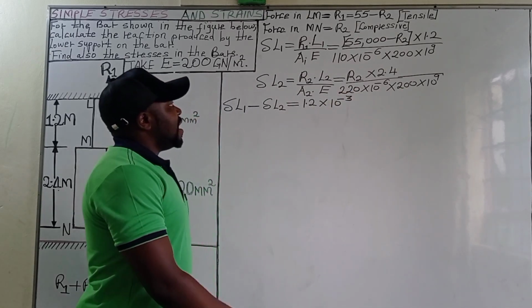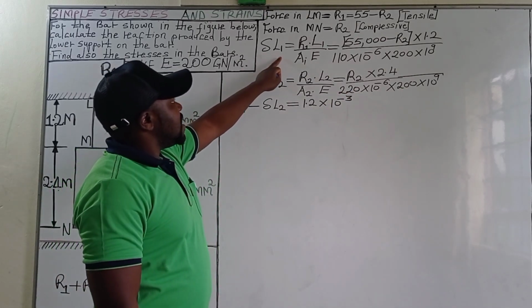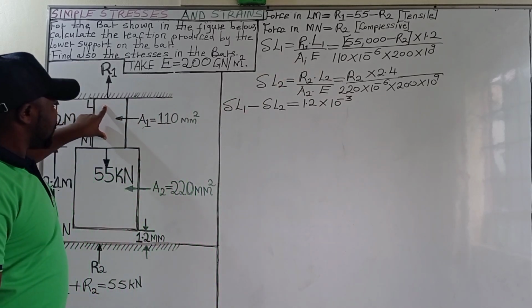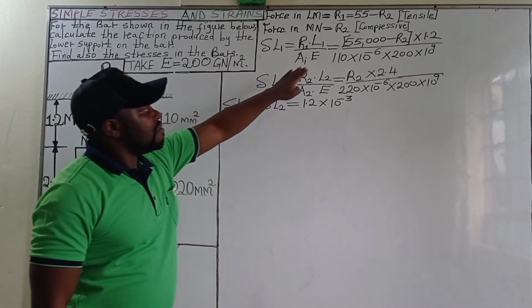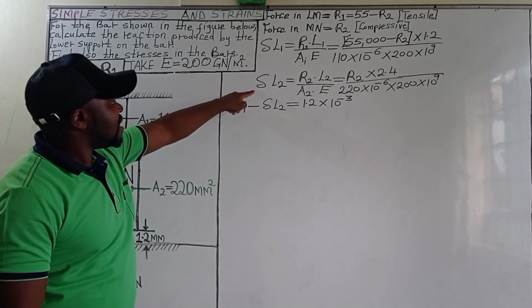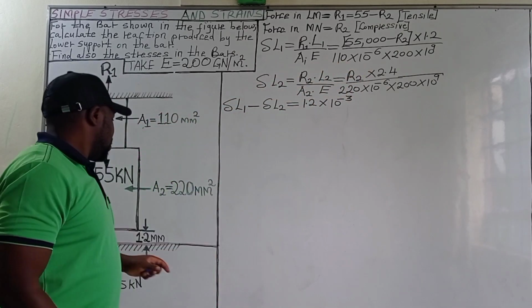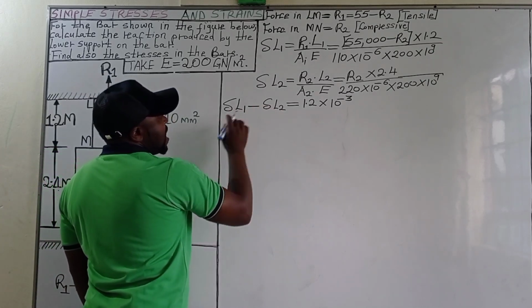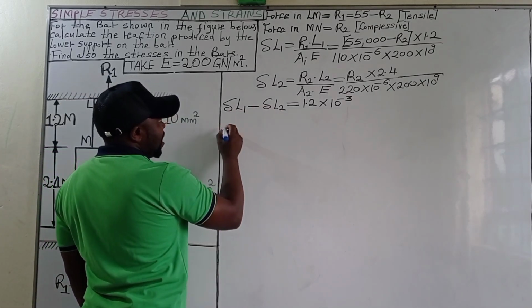Now we have the extension of the upper bar, which is all that. We also have the contraction of the lower bar. So we are going to substitute them here in this formula that we got here.